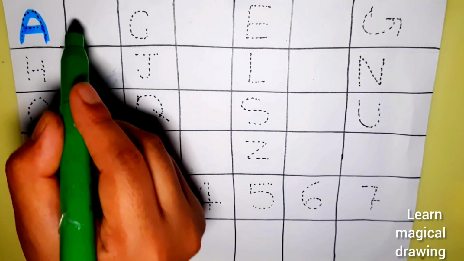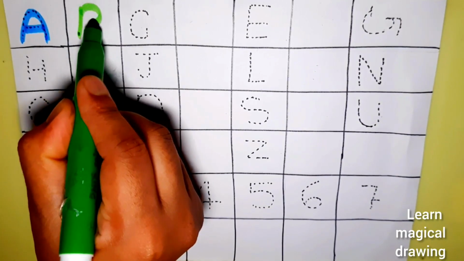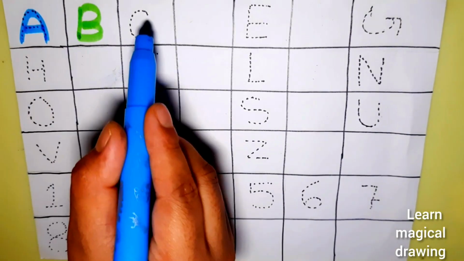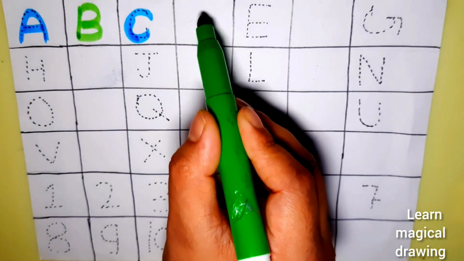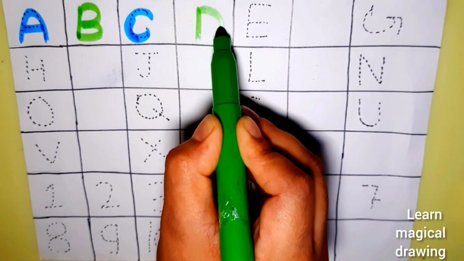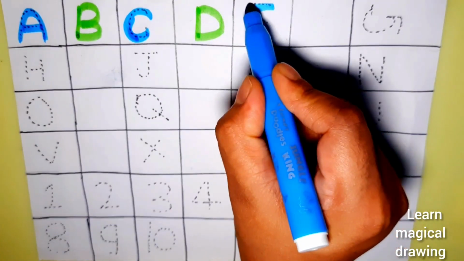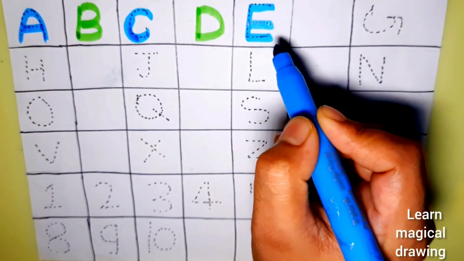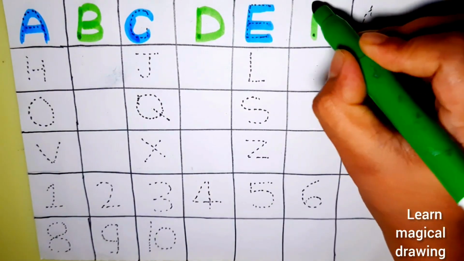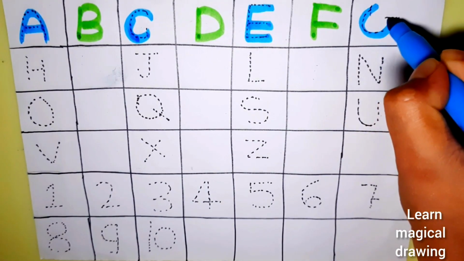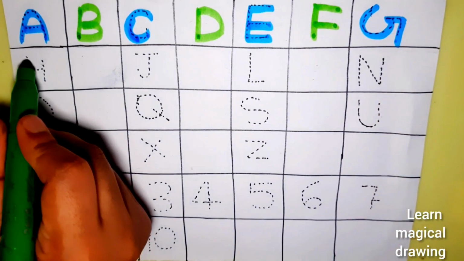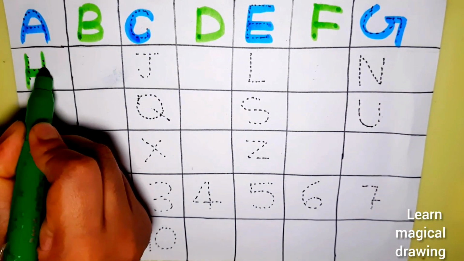A for apple. B for book. C for car. D for dot. E for elephant. F for face. G for goat. H for hand.